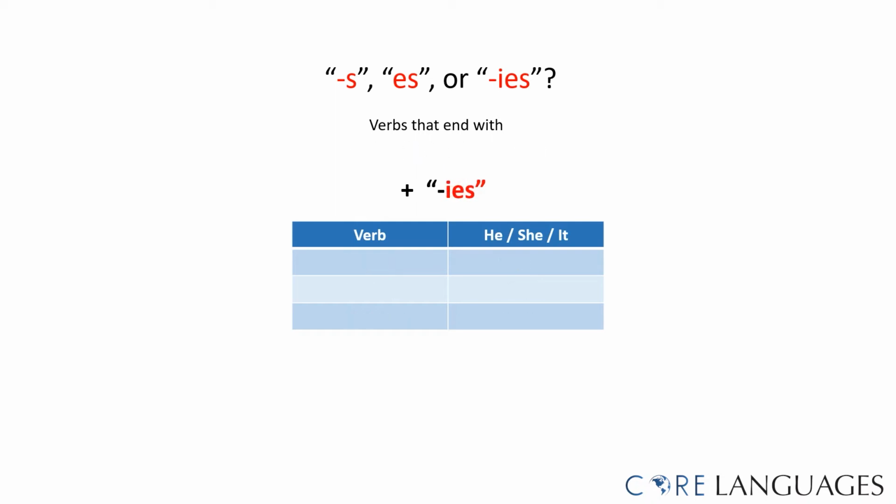We add ies to verbs that are spelled with a consonant and y. We remove the y and replace it with an i. For example, to fly turns to he, she, it flies. To try, he, she, it tries. To cry, he, she, it cries.